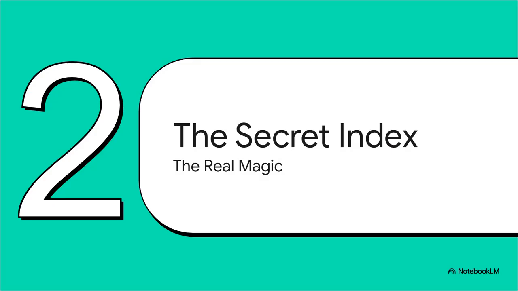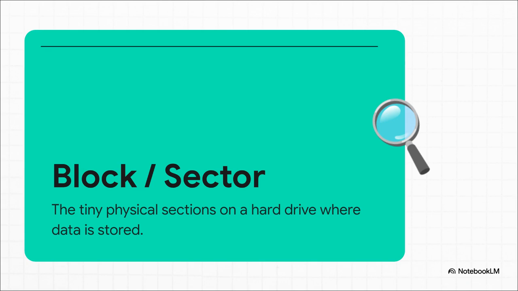You see, the librarian doesn't just wander around the warehouse aisles looking for your file. No way, that would be incredibly slow. Instead, it has a secret weapon, a super detailed index, a master list. This is the brain of the whole operation. Because here's the thing, your hard drive isn't just one big empty cavern. It's physically divided into millions, sometimes billions, of tiny little storage compartments. We call them blocks or sectors. And a big file, like a high-def movie, is way too big to fit into just one of these little spots. So it has to be broken up into thousands of tiny pieces.